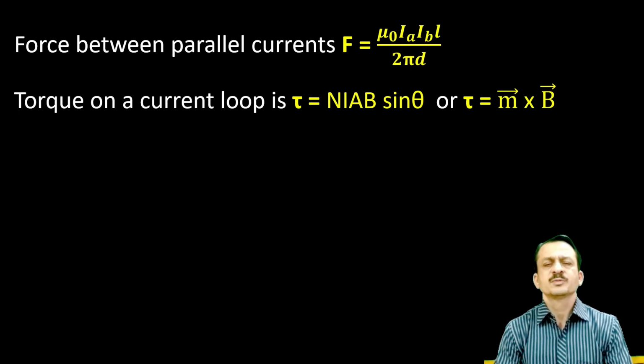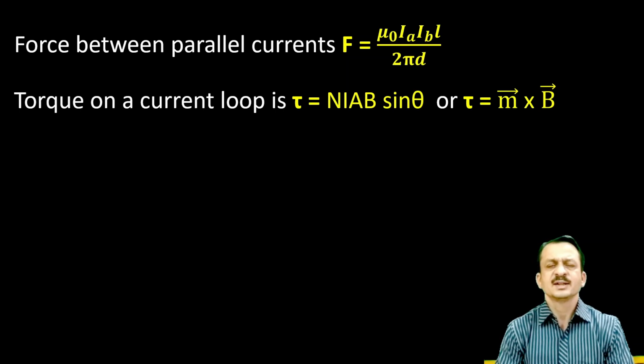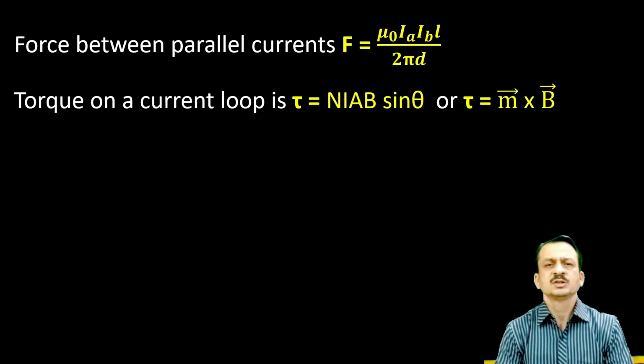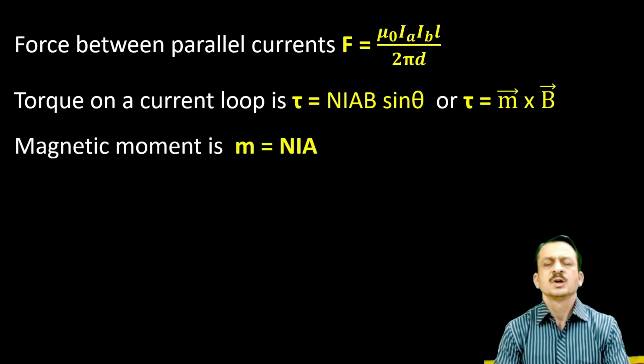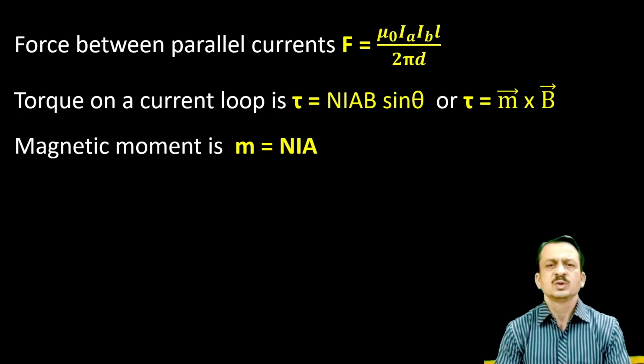Now the torque experienced by a current loop placed in a uniform magnetic field is given by tau is equal to N into I into A into B sin theta. N is the total number of turns in the coil, I is the current flowing through the coil, A is the area of cross section, and B is the magnetic field, into sin theta. Therefore tau can also be written as M cross B. The magnetic moment is given by M is equal to N into I into A.